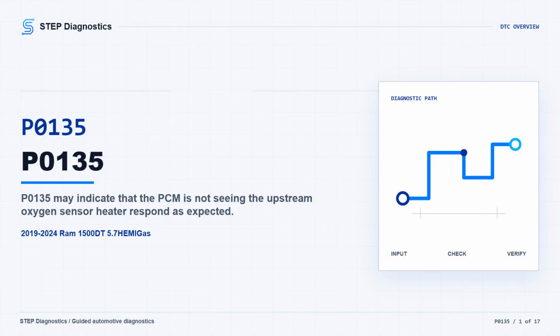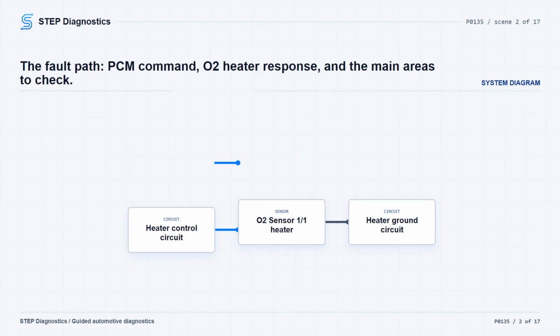On this Ram 1500 with the 5.7 Hemi, P0135 points to an O2 sensor 1/1 heater performance problem. In plain terms, the PCM may be commanding the upstream oxygen sensor heater and not seeing the heater respond the way it expects. The driver may only notice the MIL, but this kind of fault can also affect how quickly the sensor gets ready after startup.